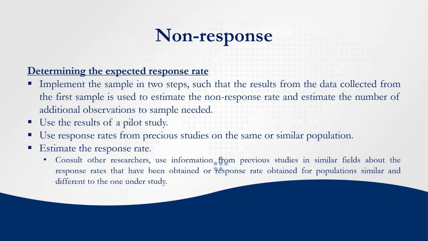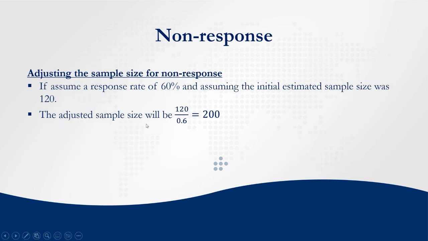So when you plan your study, you can take into account the non-response you are expecting. Learn from previous studies to say, in this field, we usually get a response rate around this range, or use a pilot, right? And then once you know, you can factor it in. You can adjust your sample as indicated here. So here we are assuming a response rate of 60%. If we had estimated the sample size to be 120, then we would increase it to adjust for the non-response.